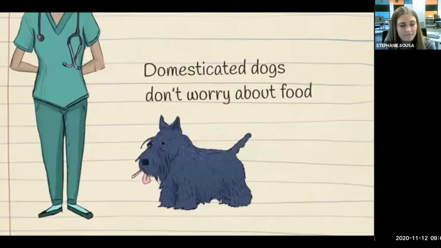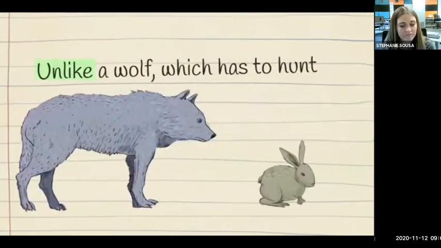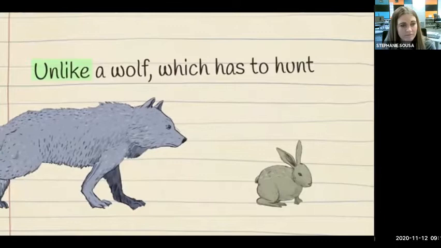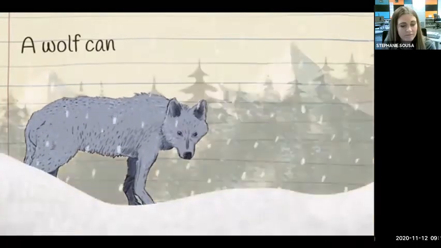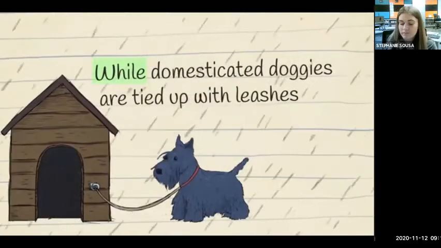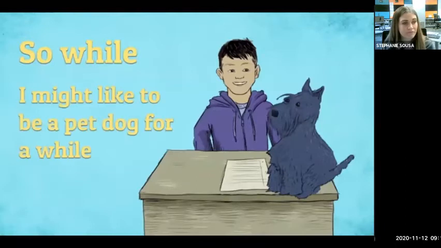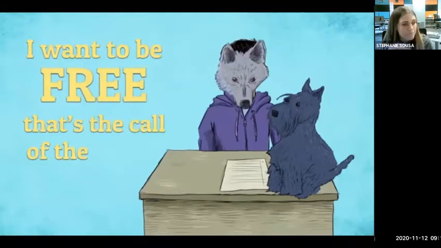Domesticated dogs don't worry about food. They get fed in a bowl. I bet they love it too. Unlike a wolf, which has to hunt, and if it can't find much food, they go hungry for months. A wolf can run free, do anything it pleases, while domesticated doggies are tied up with leashes. So while I might like to be a pet dog for a while, I want to be free. That's the call of the wild.